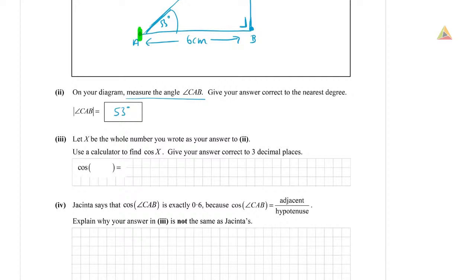So x is the number that we found in part 2, which was 53, so it's going to be the cos of 53 degrees. Now it says correct to 3 decimal places. So when you put that into the calculator, what you will get is 0.6018. Now correct that to 3 decimal places. So when you're rounding to 3 decimal places, this is the number you're going to round. So you look at the number after it, which is 8. 8 is greater than 5, which means you're going to round the number 1 up. So it's going to be 0.602.